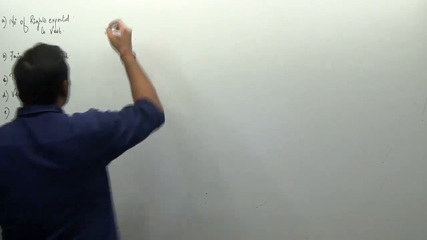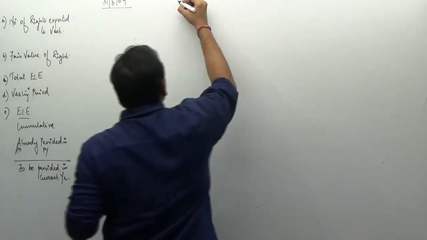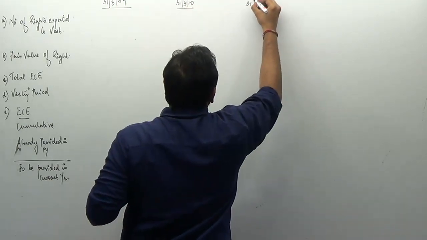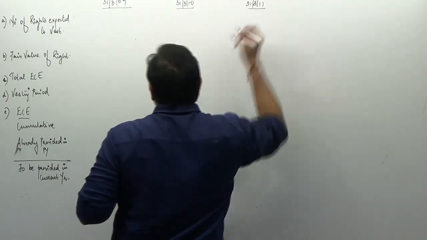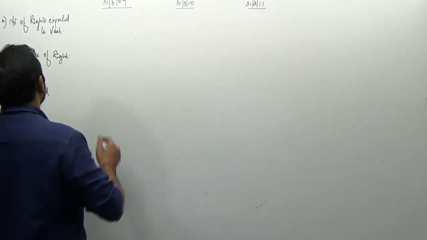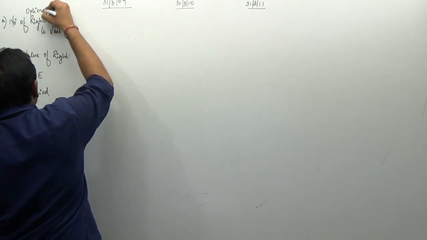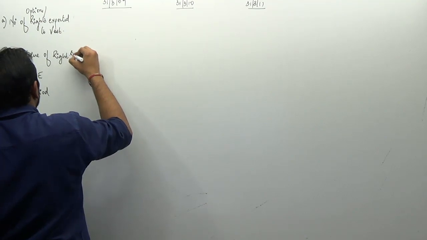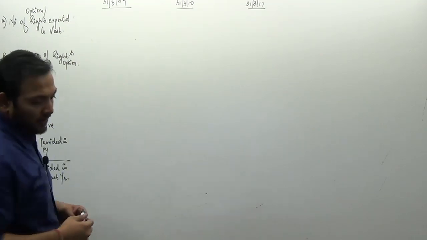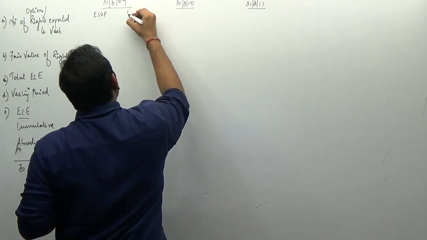Three years starting from 1408, the balance sheet dates will be 31st March 09, 31st March 2010 and 31st March 2011. Maintain broad columns because we need to solve it by both ESOP as well as SAR. Number of options or rights expected to vest. Fair value of right or option. I'll maintain two columns, ESOP and SAR.